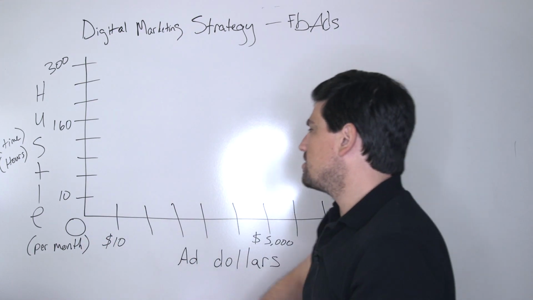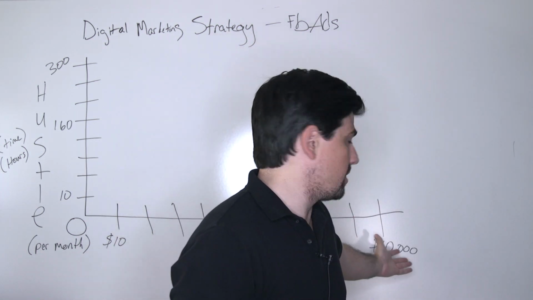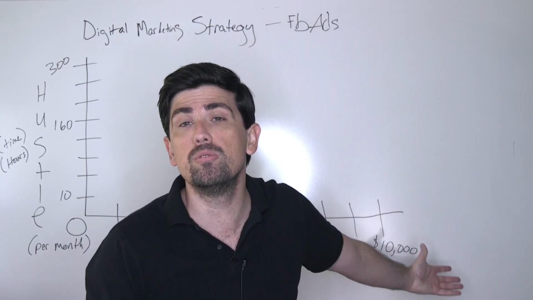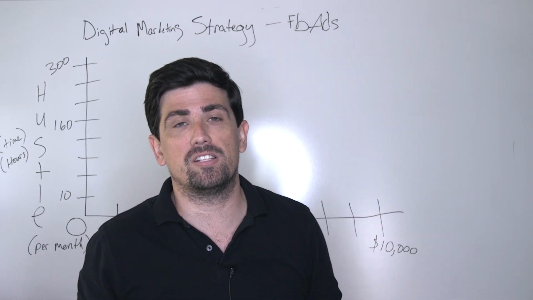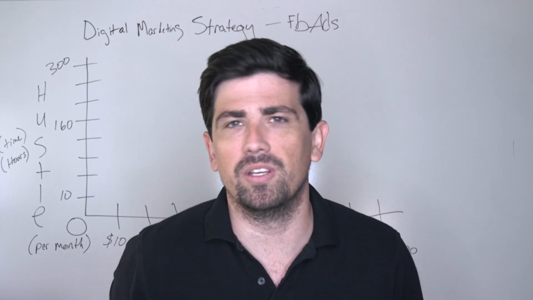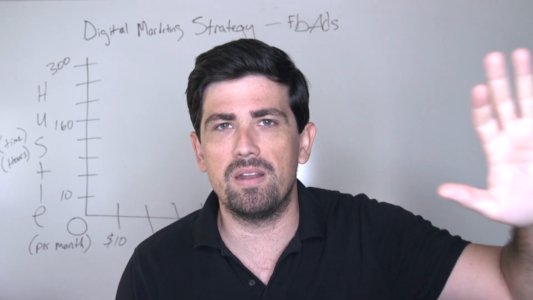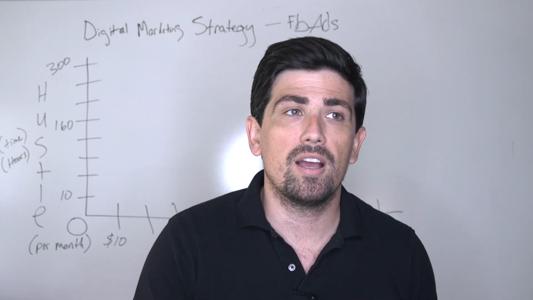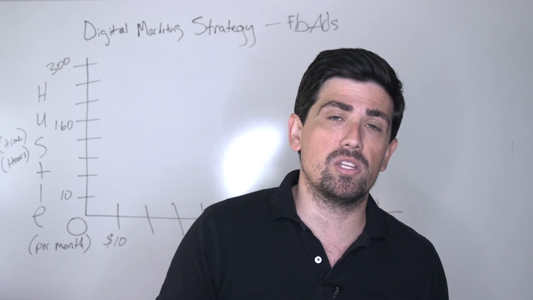Here's your ad dollars. Starting off at $10, going all the way up to say $10,000 a month. You can put a zero on the end of it. You could put 2 zeros on the end of it if you really want to. You could say that's $1 million a month in ad spend. And you're like, oh, no one spends $1 million in advertising. I did. For 6 years, I spent millions of dollars in advertising. So people do spend millions of dollars in advertising, and I was running campaigns for that.